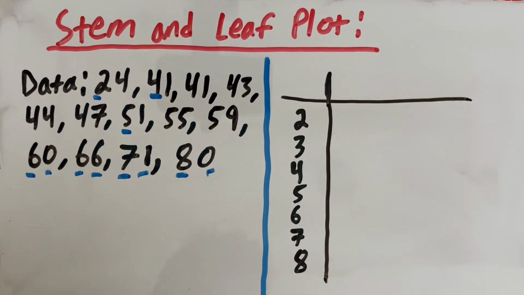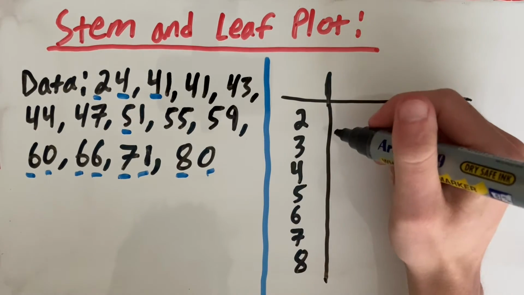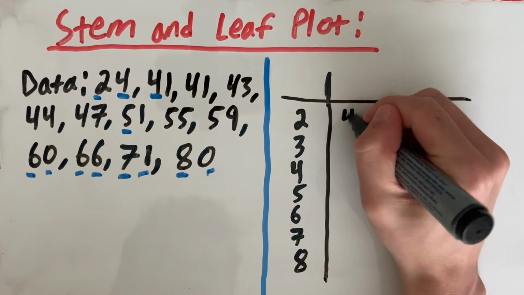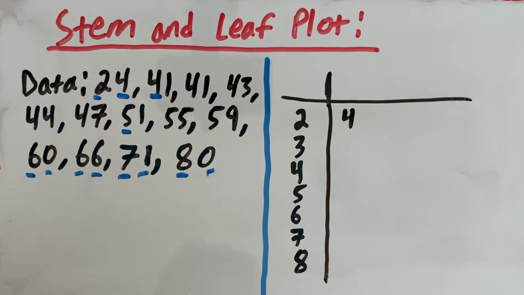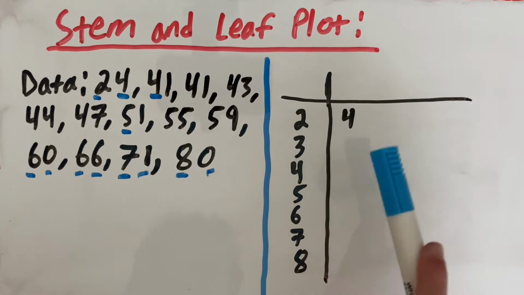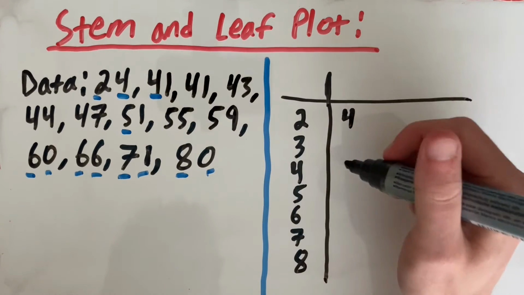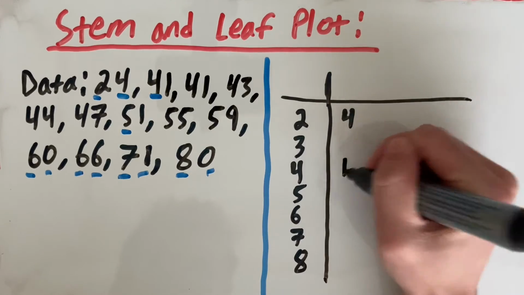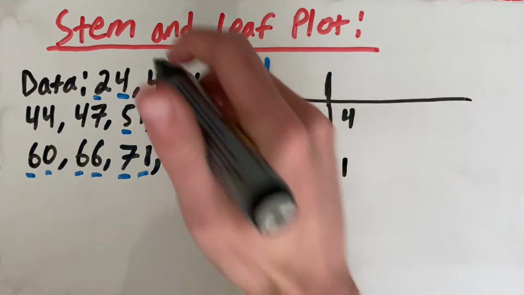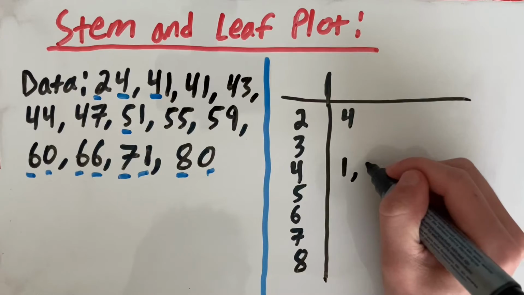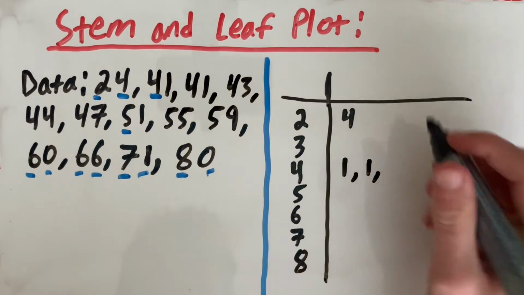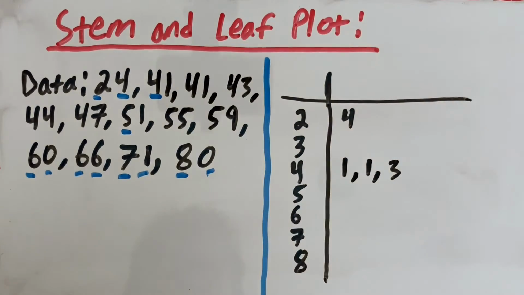Now let's move on to the leaf. So the leaf includes all the secondary numbers. So for 24, we have 4. We're going to put 4 right across from 2. Now for 3, remember we have nothing in the 30s, so we can just leave that blank. But for 40, we have 41. We have another 41, so you're going to want to put that just to the right and put a comma in between. And then 43, again, just to the right, like so.